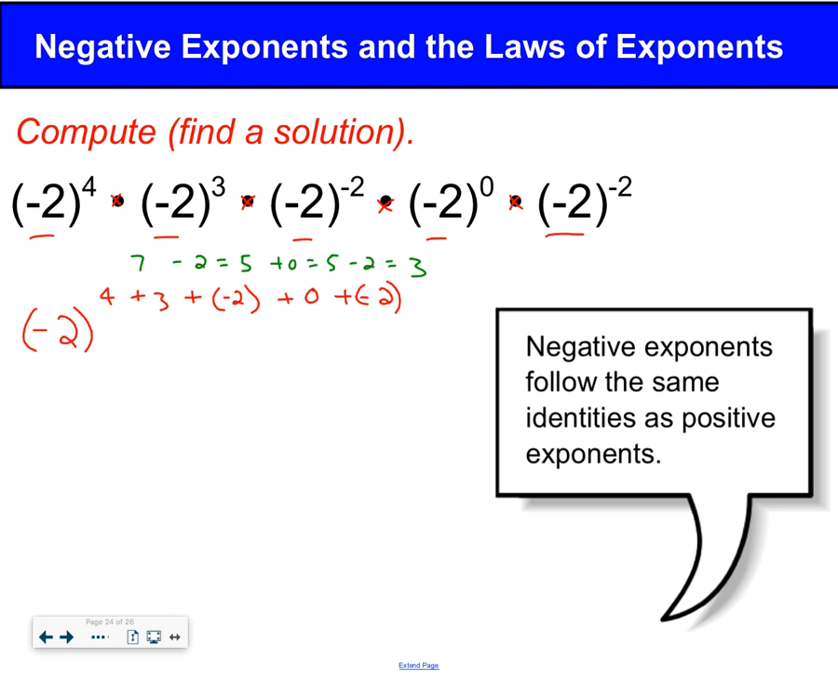So what I end up with is -2 to the third power, which we know is -2 times -2 times -2. Now, earlier in the year, we learned that if we have a negative base and an odd exponent, our answer will be negative. And so the computation or the final answer should be -8.